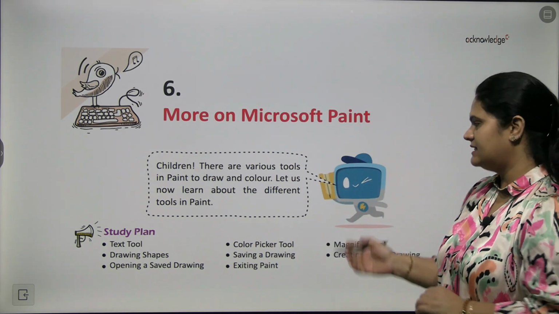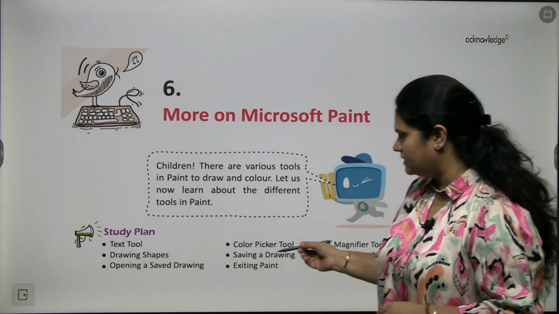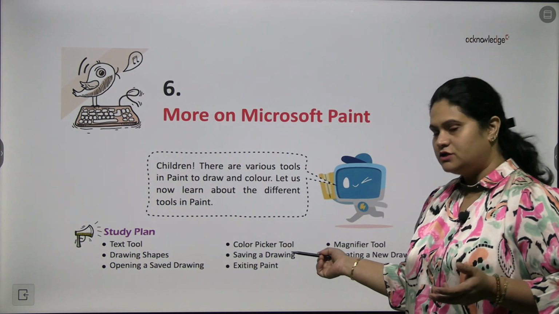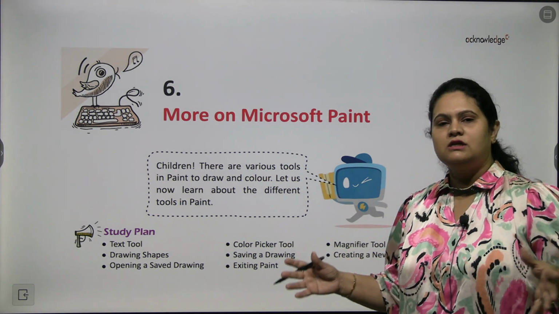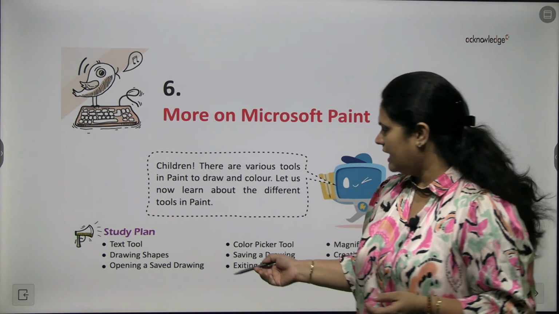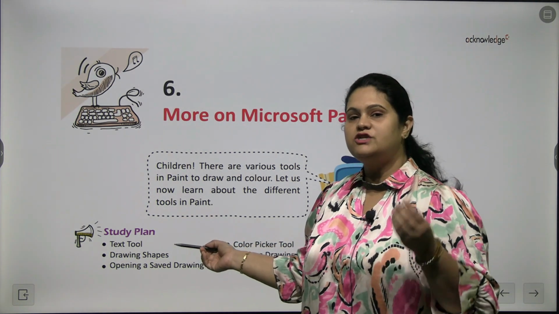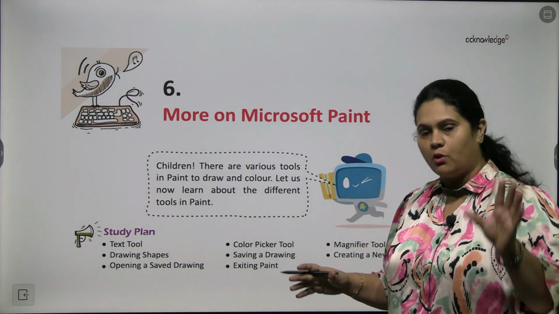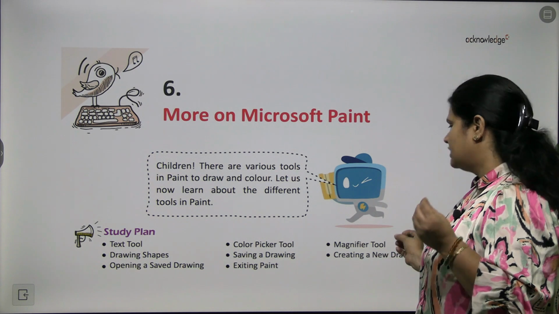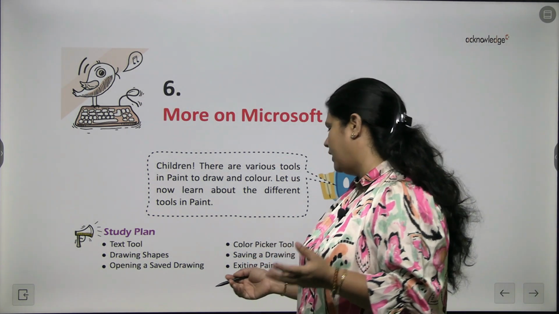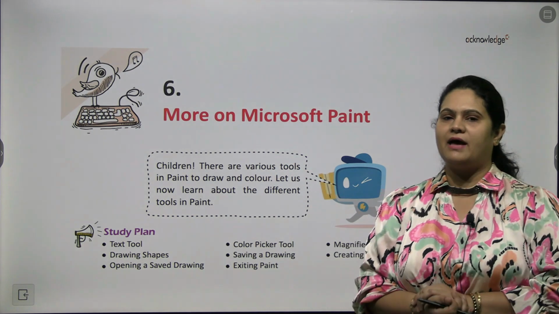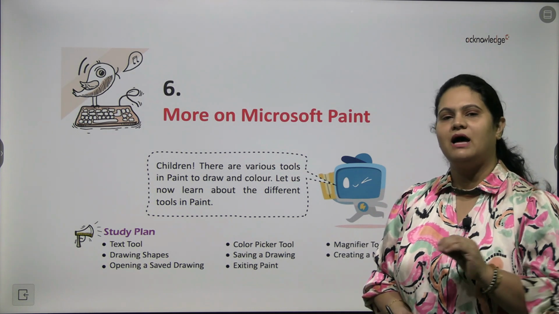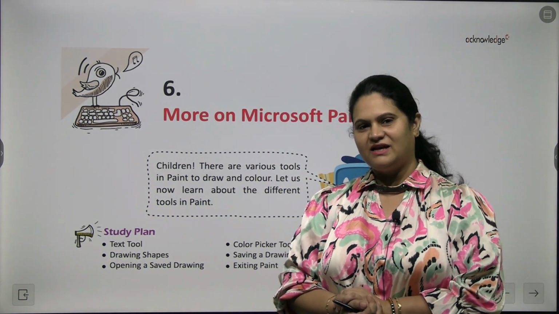Okay? So let's see what all we are going to take up in this chapter, children. First we'll talk about the text tool, color picker tool, magnifier tool. These are all the tools that you can work with, right? Then you can draw different shapes using paint. You can save a drawing after you are finished with whatever you are drawing or painting. And you can create a new drawing, how to open a saved drawing and how to exit your program after you are done with your work, right? So we are going to learn about all these things. Excited? Let's begin, children.